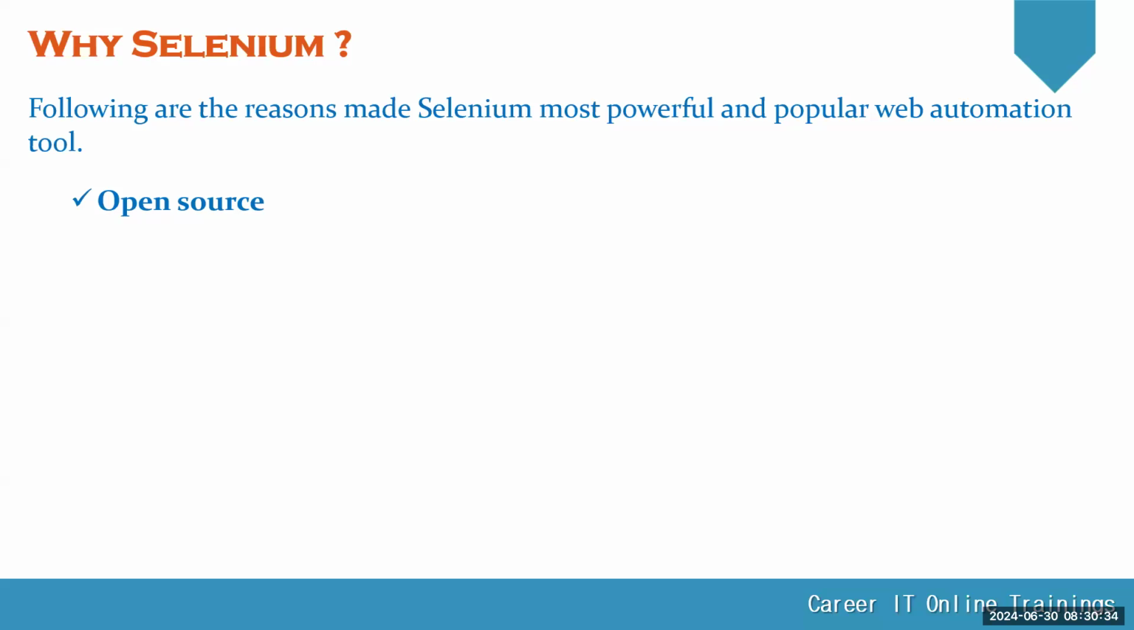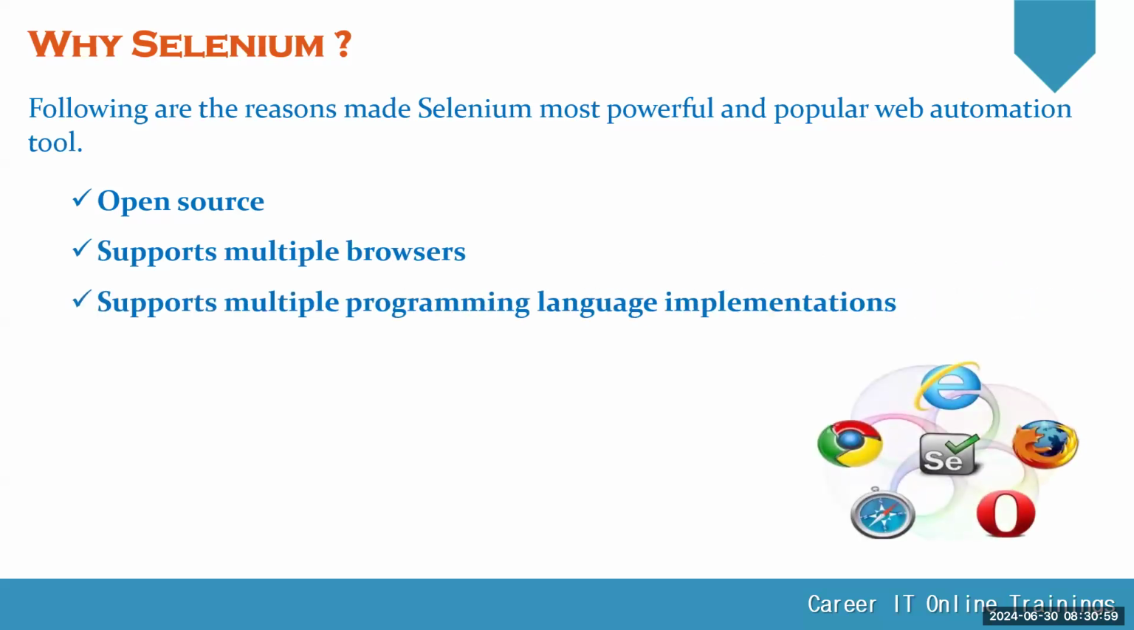Some of them do not support multi-browser execution. Multi-browser execution means the script you have written once, the same script you can execute in Chrome, IE, Opera, Mozilla, Edge, like that. But some software does not support multiple browsers. So it's open source, first thing. Then it supports multi-browser. Then it supports multiple programming language implementation.